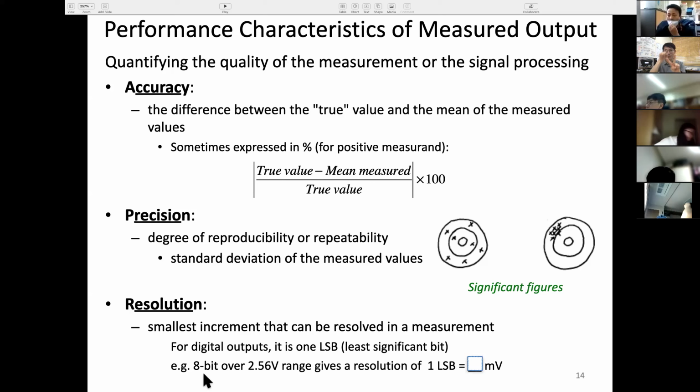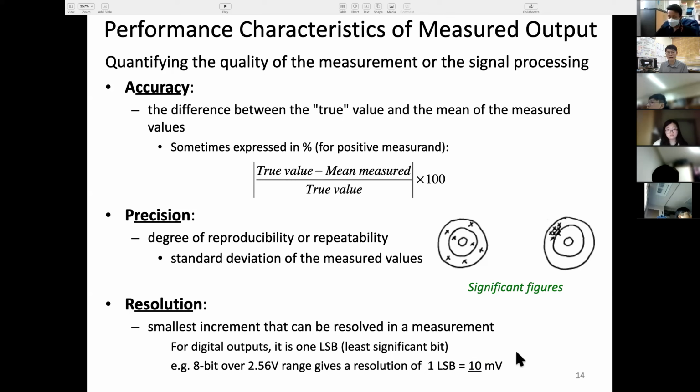2 bits, you have 00, 01, 10, 11. So combined 2 times 2 is 4 different levels. Likewise, 8 bits, 2 times 2 times 2, which is 2 to the 8, which is 256 levels. Okay, so when you use 8 bit over a 2.56 volt range, then what is the resolution for that? Because 8 bit can provide you 256 levels, and you divide the 2.56 volt range by this number of levels, you can have one least significant bit.